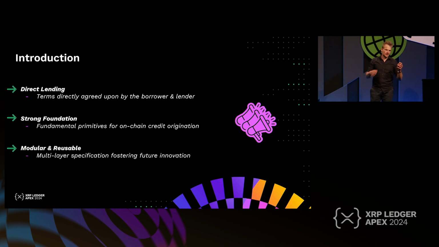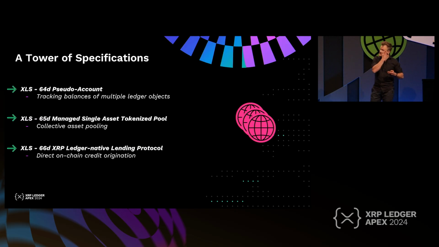The protocol introduces strong fundamental primitives to enable various lending protocols in the future. And with modular and reusable principles in mind, the lending protocol not only allows for lending, but also enables various different protocols that rely on cumulative liquidity. So, the specification is made out of three parts.